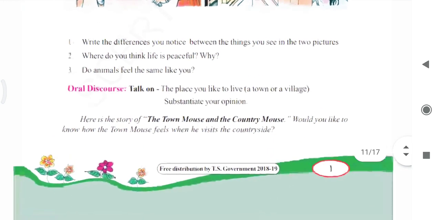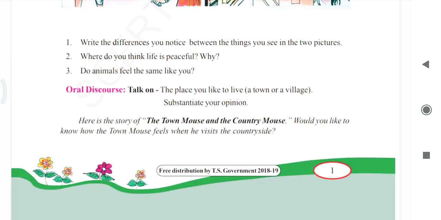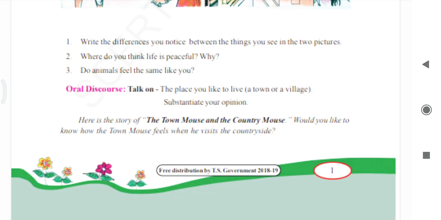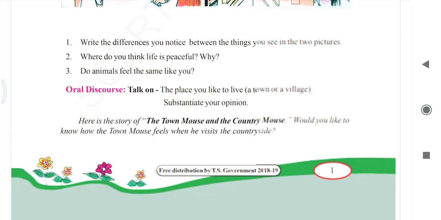Okay, so there is no problem if we are not able to do it also. So you have to speak about the place you like to live in. If it is a town, you can speak on the town. If it is a village, you can speak of the village and give the reasons.